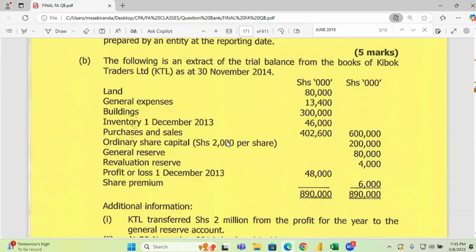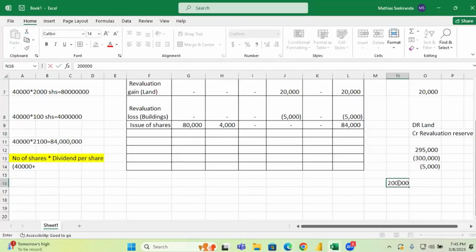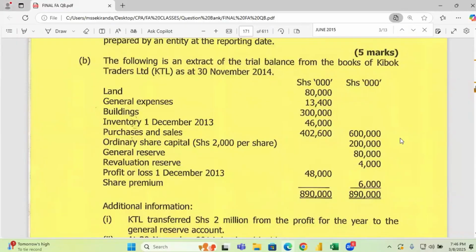You get the amount of money in shares divided by the nominal value, if you want to get the number of shares. So 200,000 divided by 2,000. So we have 100 shares. These initial ones were 100 shares only. These 200,000 is a representative of only 100,000 shares. Yes, Jacob.